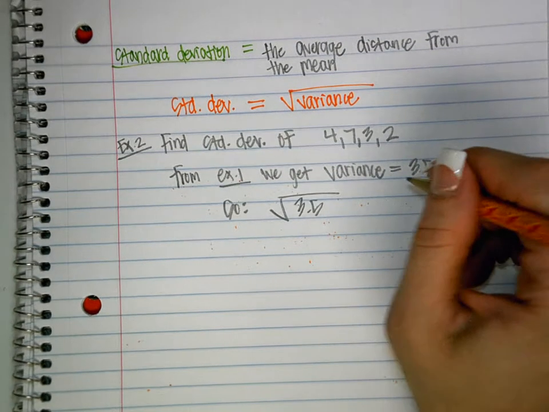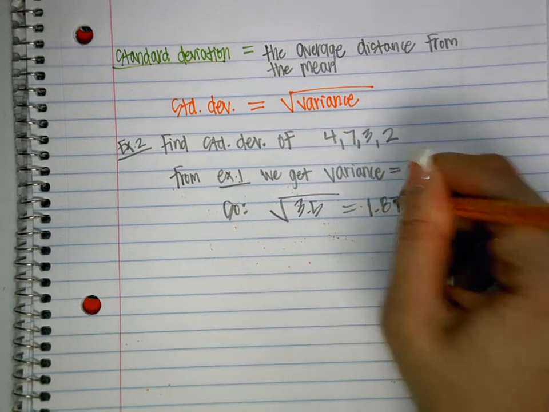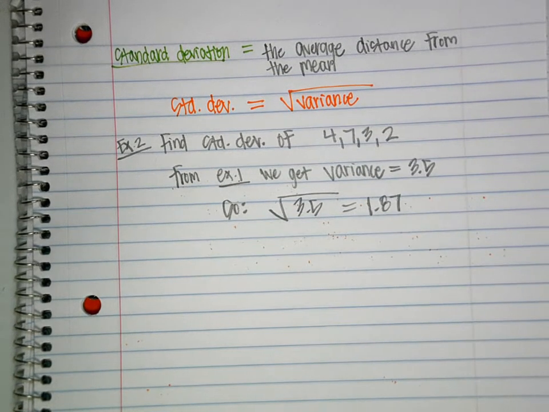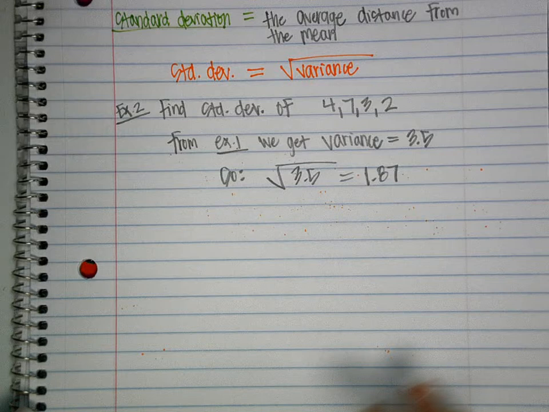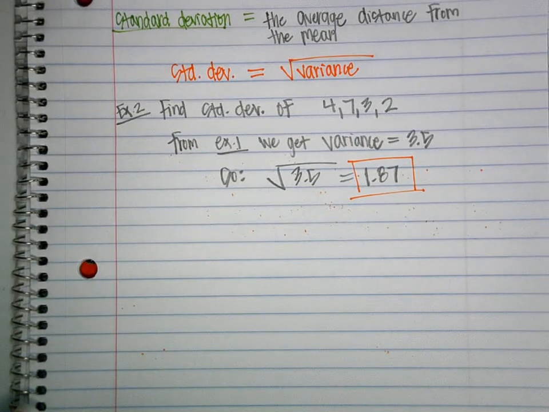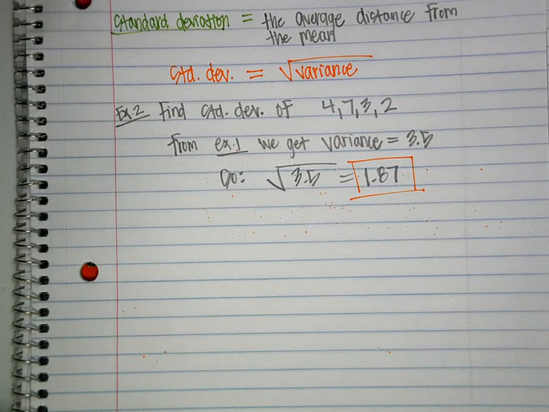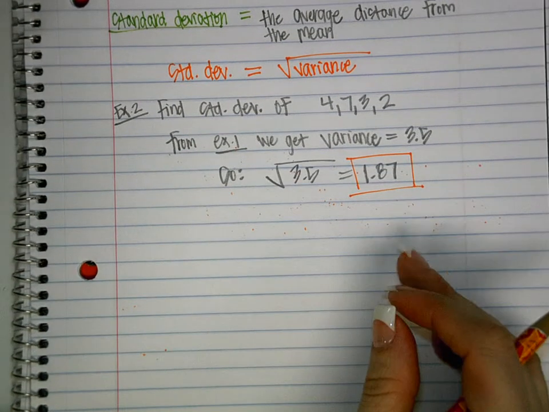You can do that on your calculator and you would get 1.87. The square root of 3.5 is equal to 1.87. That is your answer. So you will need a calculator on this test. We don't have to have it, but I strongly recommend that you have a calculator to get your right answers.